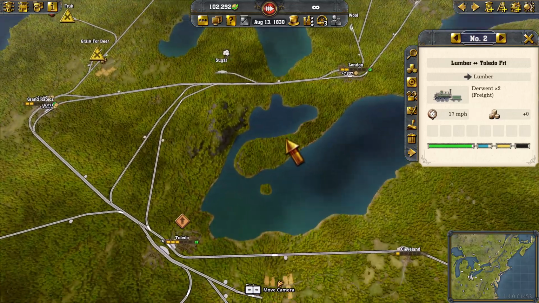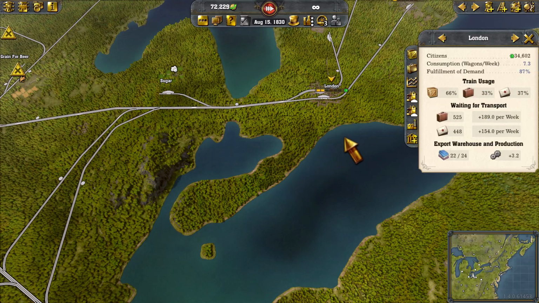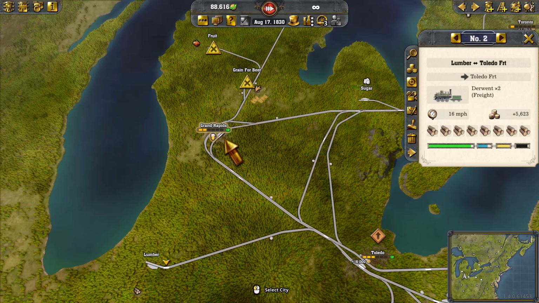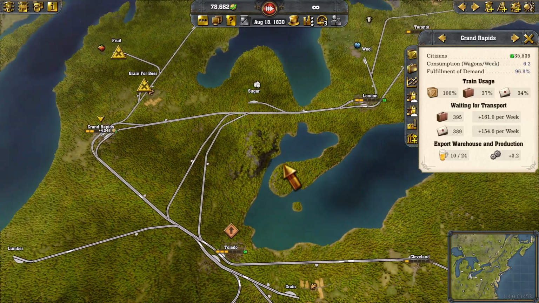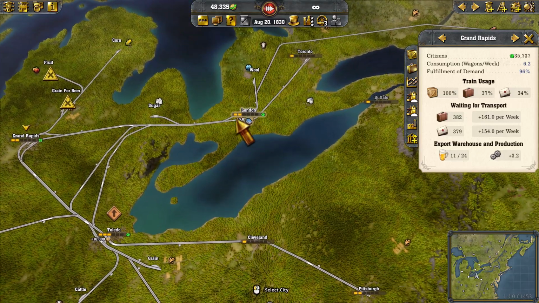We don't care because, again, we have all the money we need. So we're going to watch London and see when it hits 40. We're going to watch Grand Rapids, see when it hits 40. We're going to put liquor here. We're going to put clothing here.